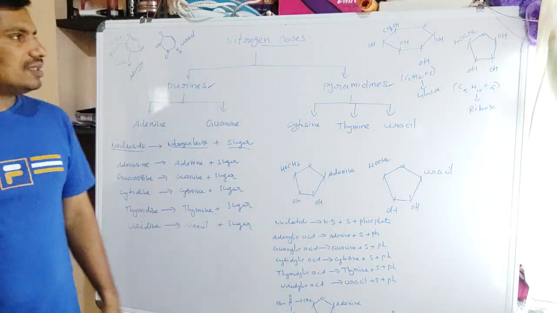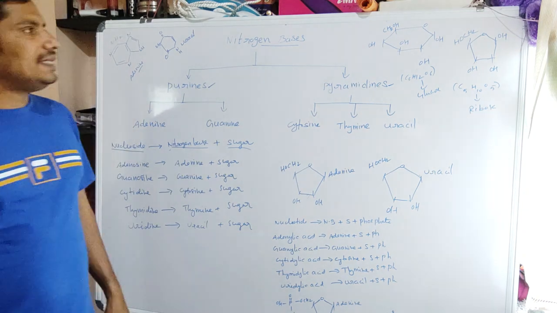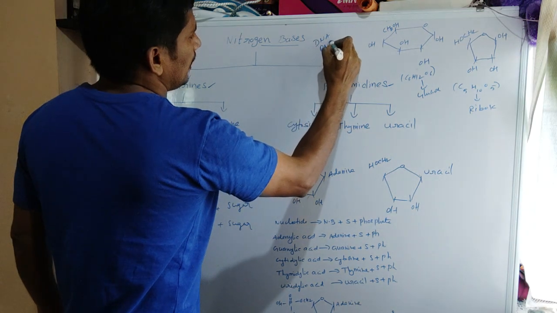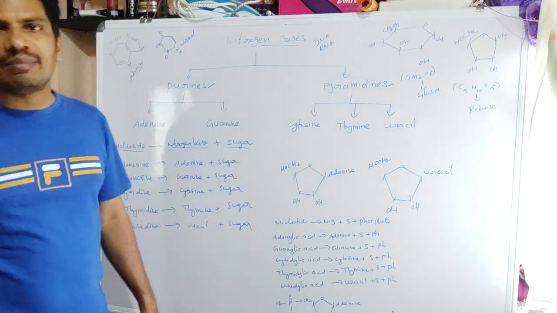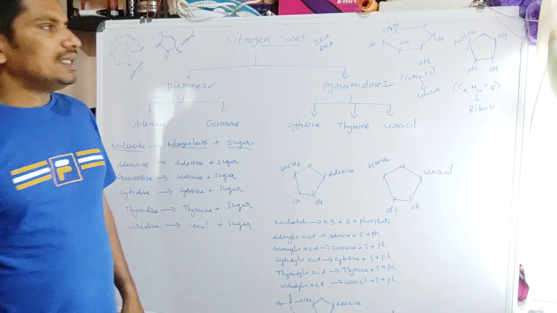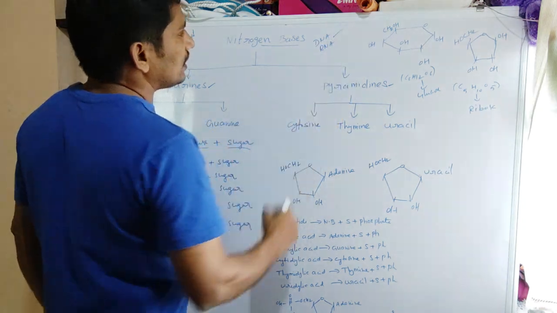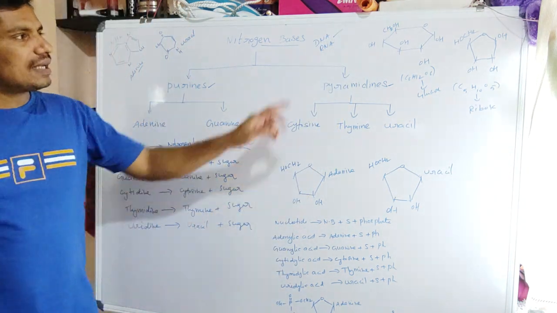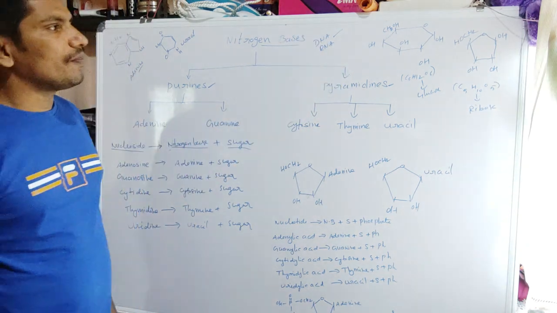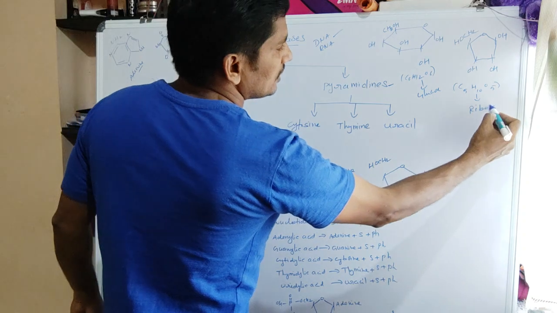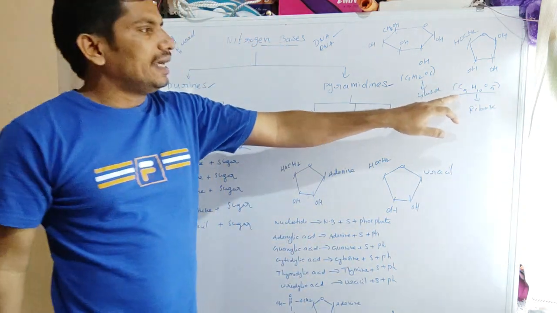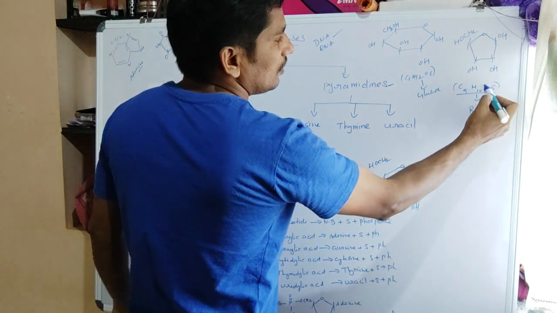Before going to that, DNA and RNA, deoxyribonucleic acid and ribonucleic acid. These two are the nucleic acids, which contain ribose and deoxyribose. Ribose is a sugar molecule. You know, ribose is a sugar which has the structure C5H10O5.